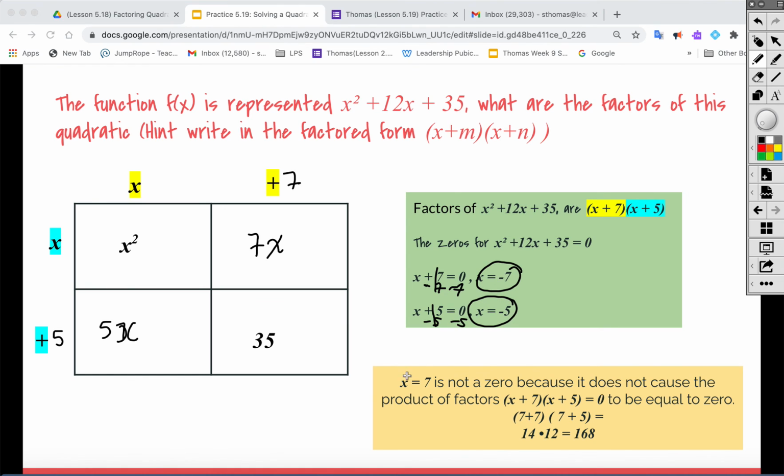The last question is asking us to explain why x equals 7 is not a 0. So if we put x equal to 7 in any of these factors, we would have 7 plus 7 times 7 plus 5, and that's 14 times 12, as we're seeing. Substituting or replacing x with 7 in the equation does not make it equal to 0, and so we can tell that x equals 7 is not a 0 or not a solution for this equation.